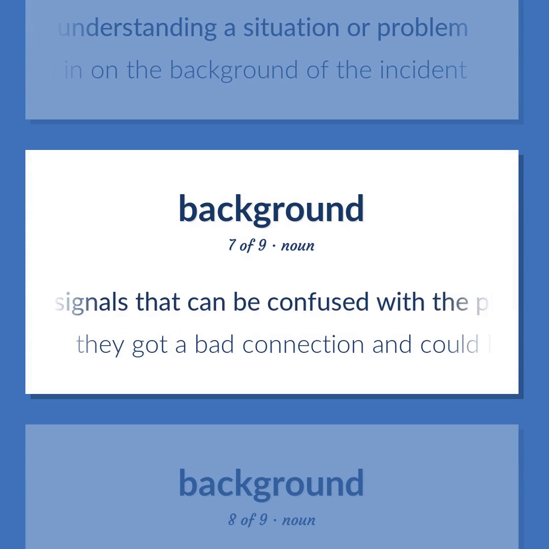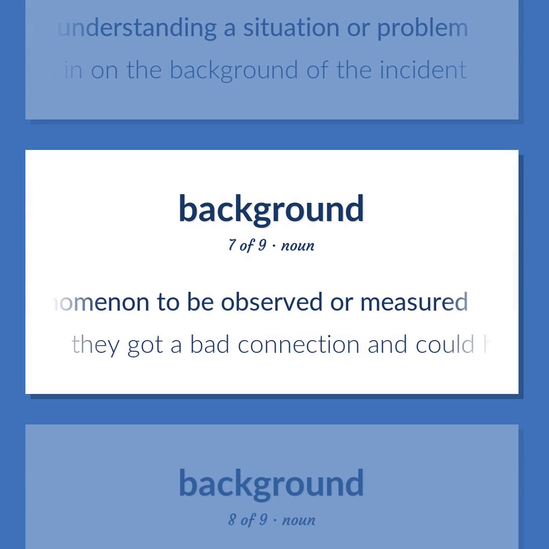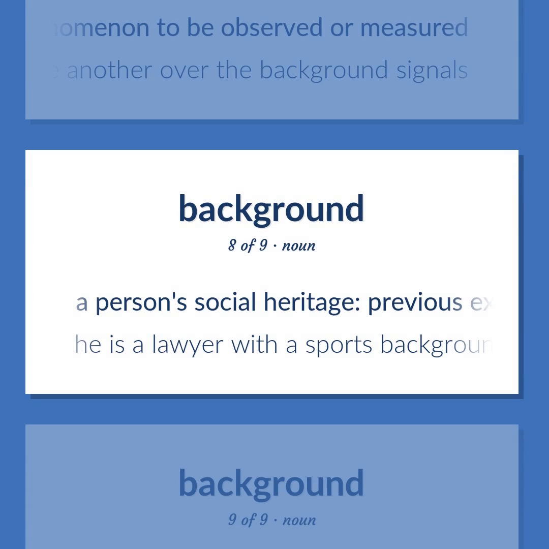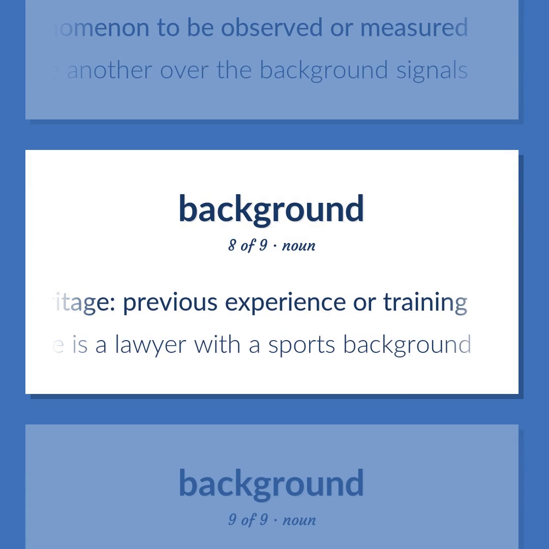Extraneous signals that can be confused with the phenomenon to be observed or measured. They got a bad connection and could hardly hear one another over the background signals. A person's social heritage, previous experience or training. He is a lawyer with a sports background.